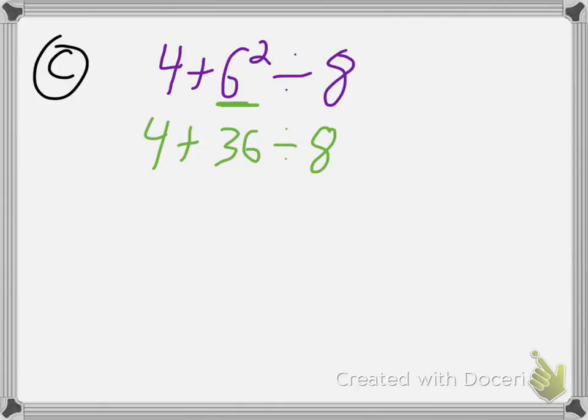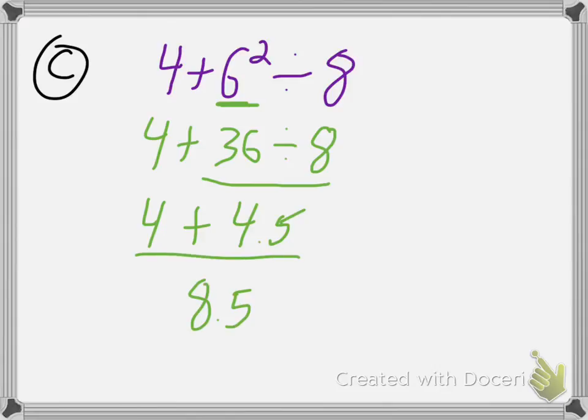Okay, now I need to think, okay, I have no more exponents, so I need to do multiplication and division from left to right. Well, there's addition. I'm going to skip that. Oh, I have division right here. 36 divided by 8. So 36 divided by 8 is about 4.5. And now I'm going to bring down everything else I haven't used, my plus and my 4. The only thing left now is addition, so I'm going to solve that next. 4 plus 4.5 is 8.5. And there's my answer.